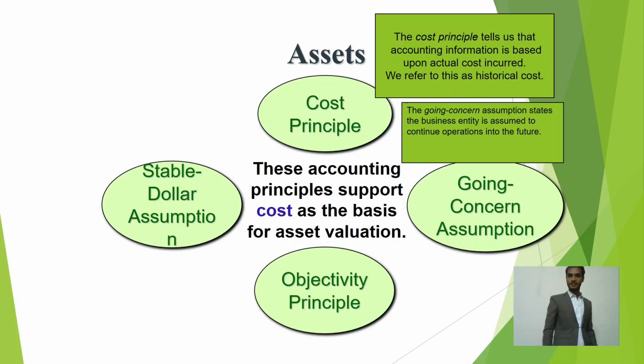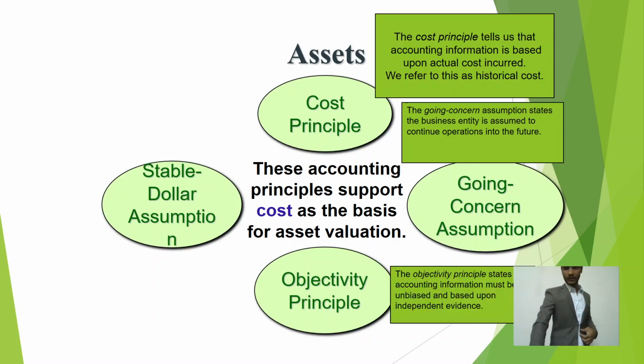The going concern assumption states the business entity is assumed to continue operation into the future. The objective principle states that the accounting information must be unbiased and based upon independent evidence.